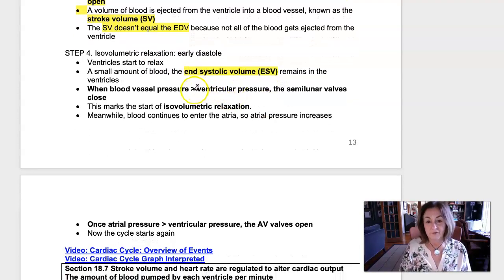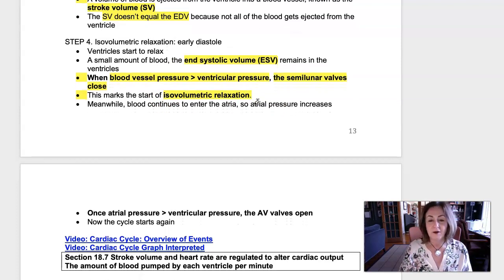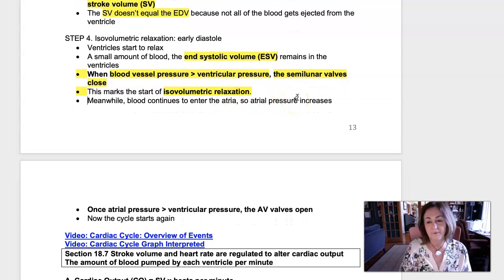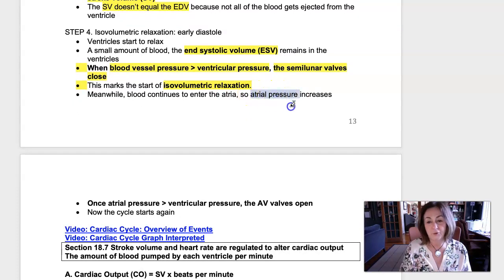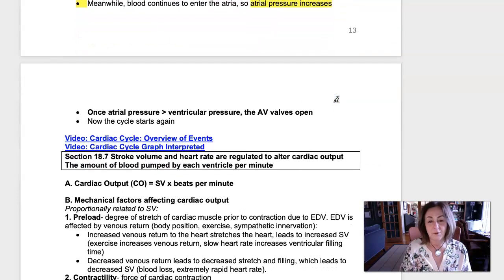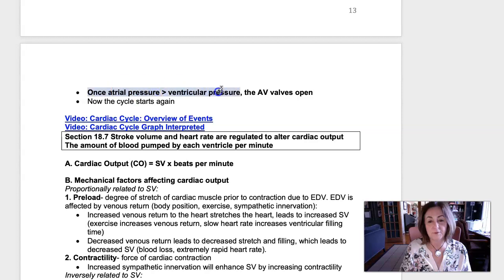And once the ventricles start to relax, that pressure drops. And so what will happen is blood vessel pressure is going to be greater than ventricular pressure. That's going to force the semilunar valves to close. That is the isovolumetric relaxation. Atria continue to fill with blood. So as the atrial pressure increases, all it has to do is increase above ventricular pressure, which will happen because the ventricles are in diastole. That will force the AV valves open. We're back to the start of this cycle.